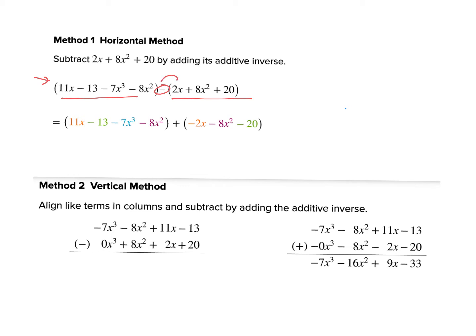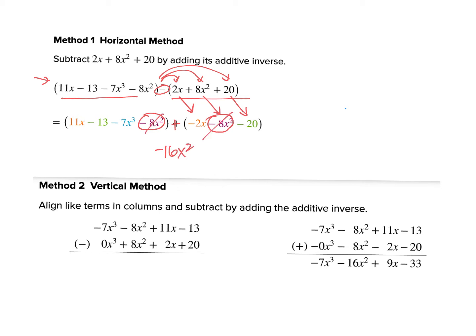So I like to distribute that negative to everything. Really everything inside there becomes the opposite of what it is. So they change that to a negative 2x, that to a negative 8x squared, that to a negative 20. Then now this is just a plus. Now I could combine. Here I see a negative 8x squared, and a negative 8x squared is negative 16x squared. Okay, now it's much easier to do.